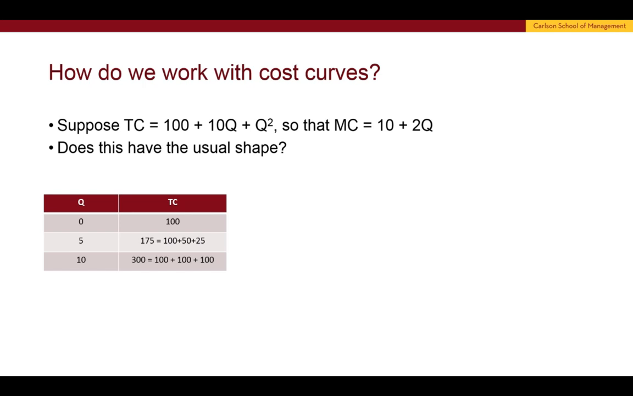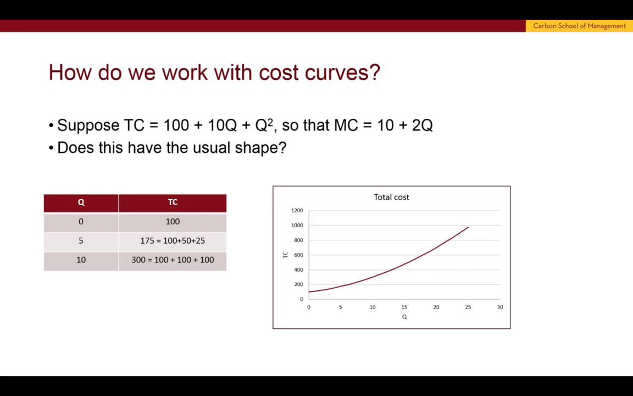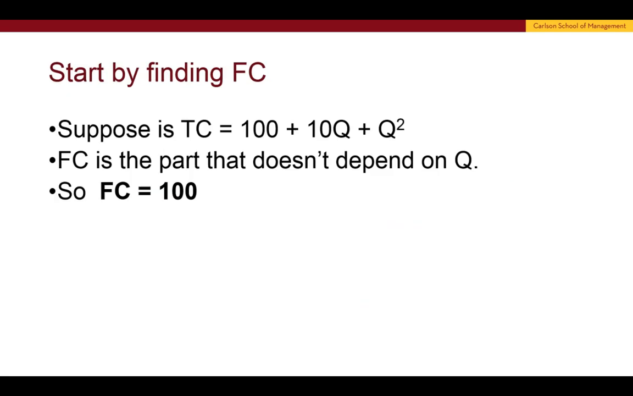So yes, indeed, if we plot this out, and we'll let Excel do it for us, but there it is. It starts at an intercept of 100 on the TC axis, and it rises at an increasing rate. So indeed, this function gives us a usual shaped cost curve for the purposes of this course.